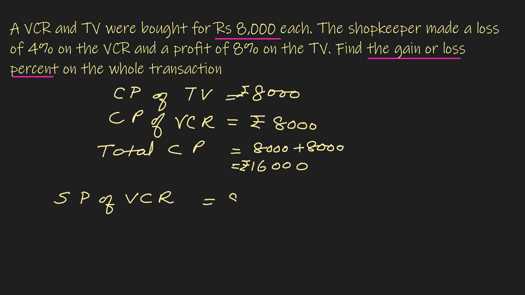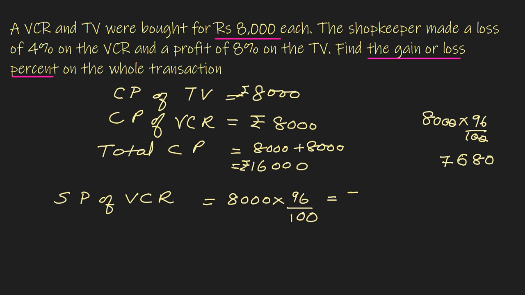the cost price with, since 4% loss means you have to subtract 4 from 100, that is 96 by 100. That you will get it as, here 0 cancel, so 80 into 96 you will get it as 7,680. So selling price of the VCR you can write it as rupees 7,680.